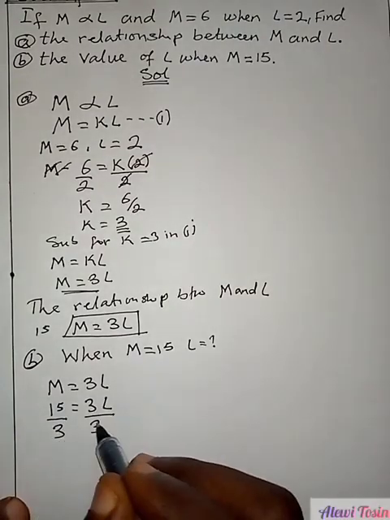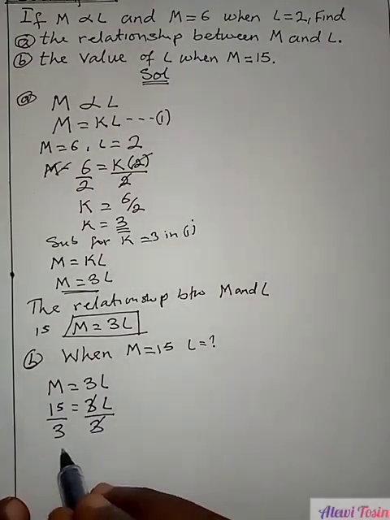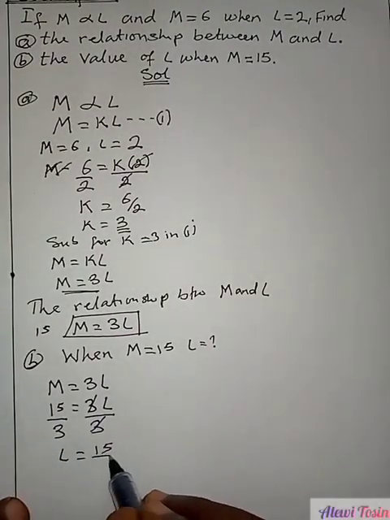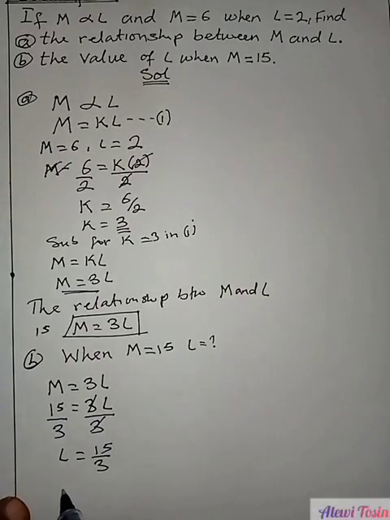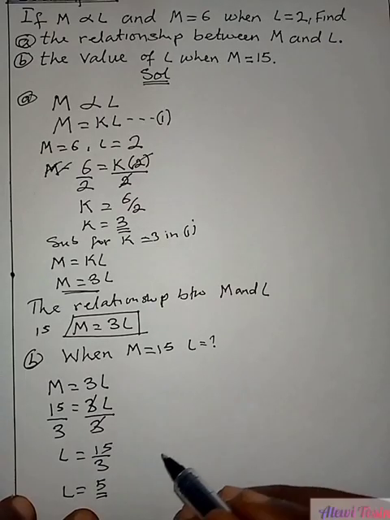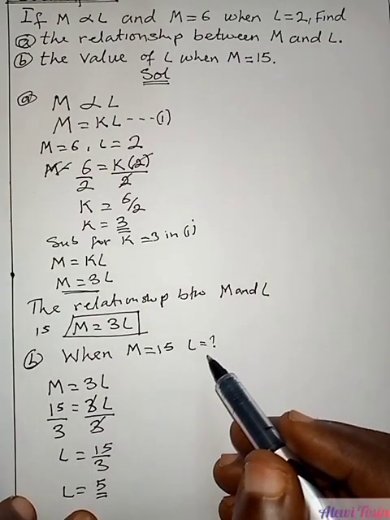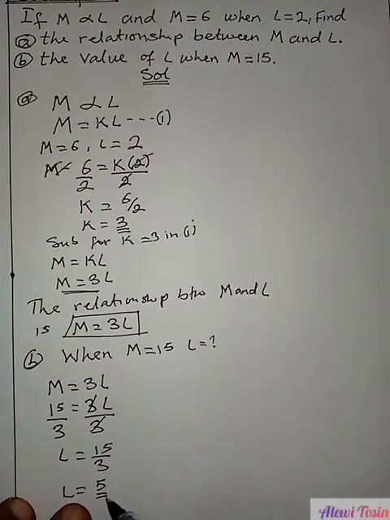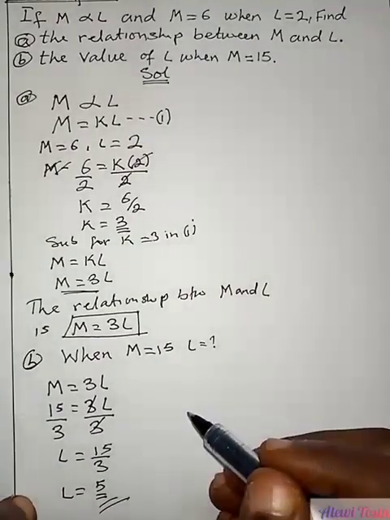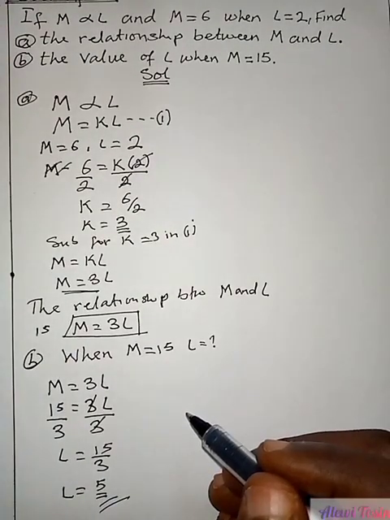Divide through by 3. 3 cancels 3. So we see our L is equal to 15 over 3. So our L equals 5. So we say that when M is 15, our L will be 5. Final answer. So that is how to go with that.